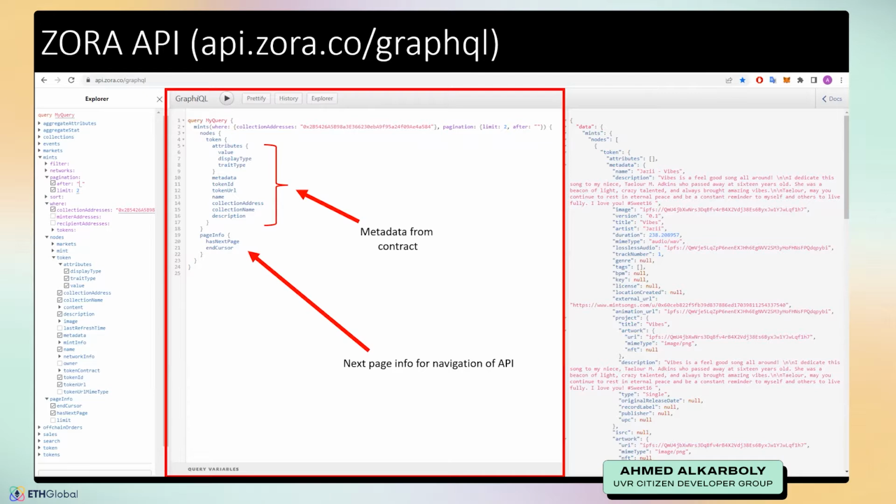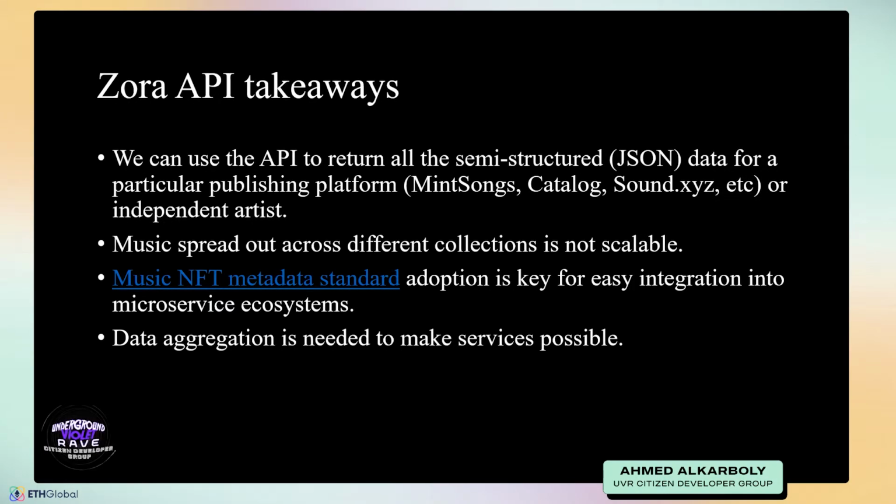So key takeaways: we can use the API to return all the semi-structured JSON data for a particular publishing platform. Think Mint Songs, Catalog, Sound XYZ, even the Chaos Collective releases or any independent artists like Jaden Violet or Twinny Twin or Aeromist or Nexus. Music spread out across different collections is not scalable. There's a conversation of building a registration data set that you could go and reference, but that's a different conversation. If we want to collect metadata in a single place, we probably want to do it in a single collection repository to make our life on the back end a little bit easier.